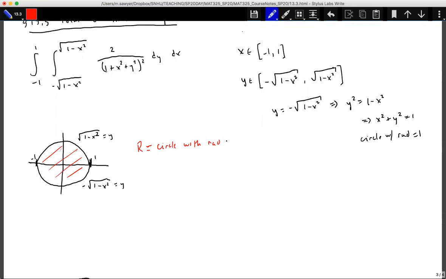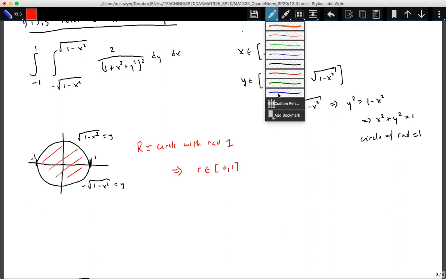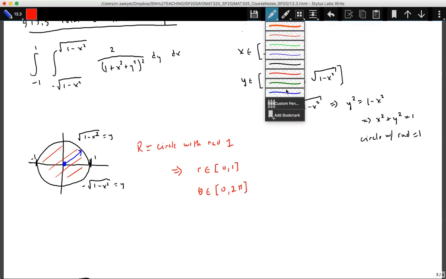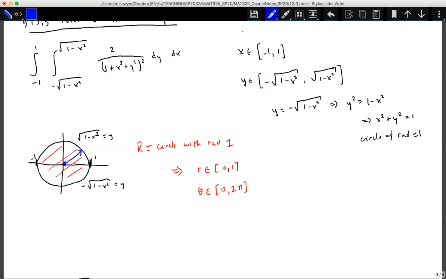This is handy, because if the region is a circle with radius 1, then we know in polar coordinates our radius r varies from 0 to 1, starting at the origin. We think about what our ray looks like. A typical ray starts at the origin and shoots out to the edge of the circle with radius 1, and our angle theta starts at 0 and wraps around to 2 pi.